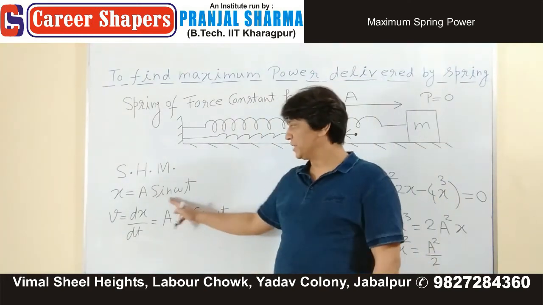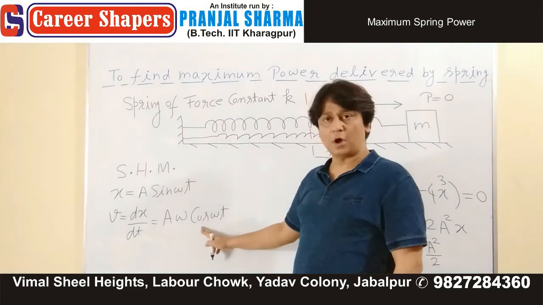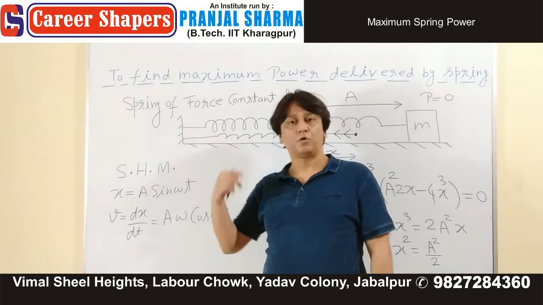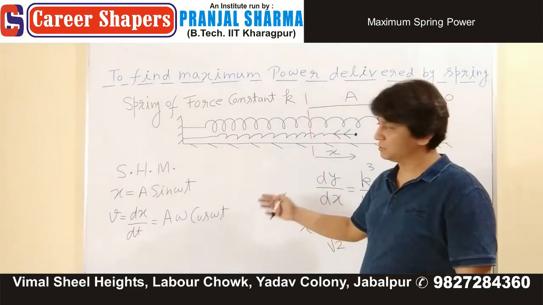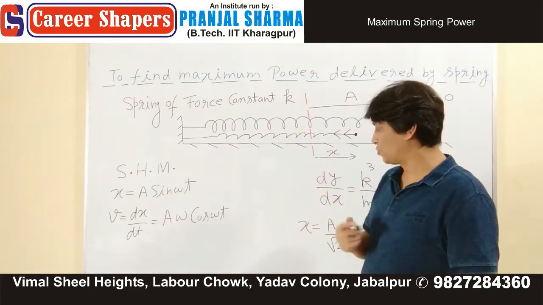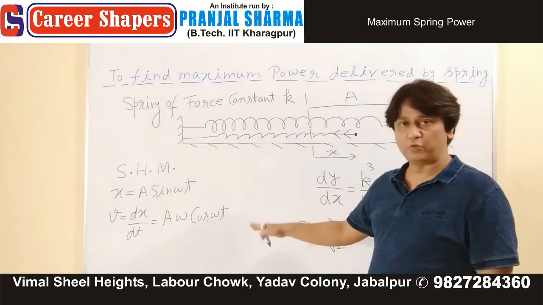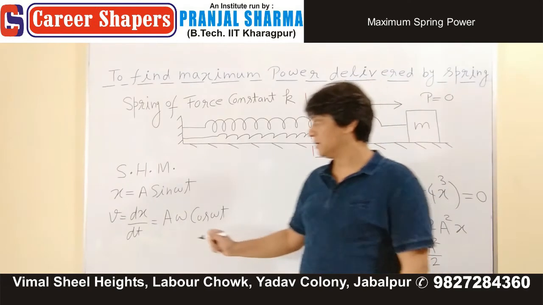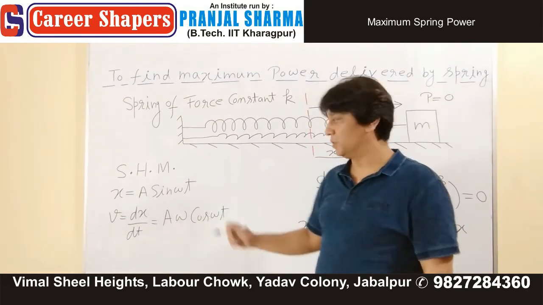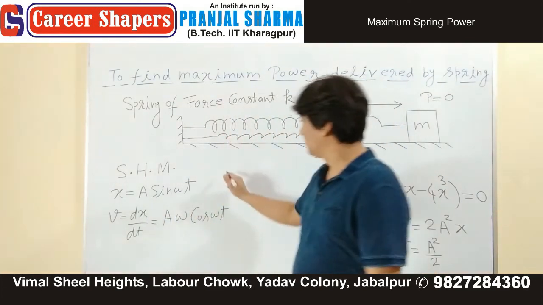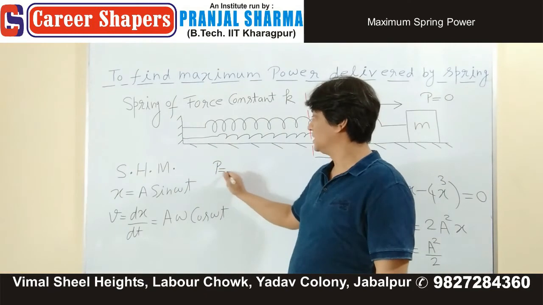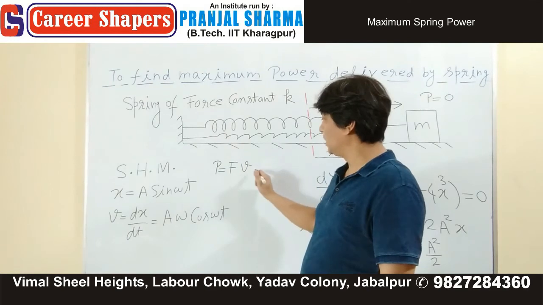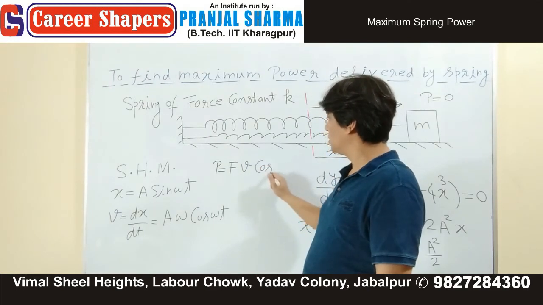So when you differentiate sine, its differentiation is what? Cos, and this term of omega comes out. If you don't know how to differentiate sine and cos, you can watch the appropriate lecture again. So you have got v. If you have got v, then we need what? Power. What is power? Power is magnitude of force, magnitude of v into cos of 0.